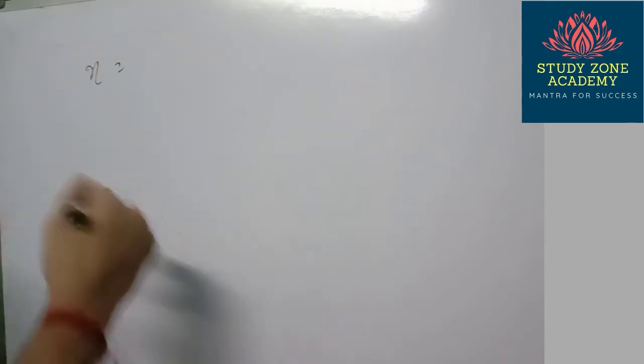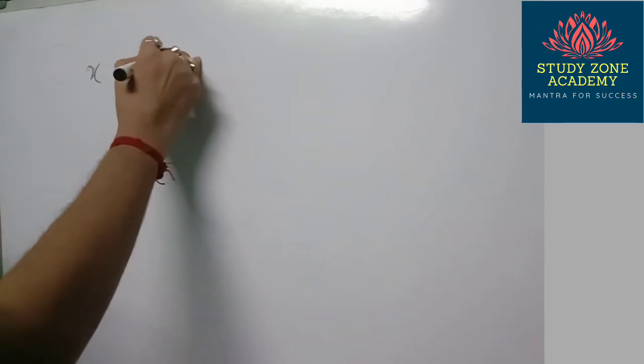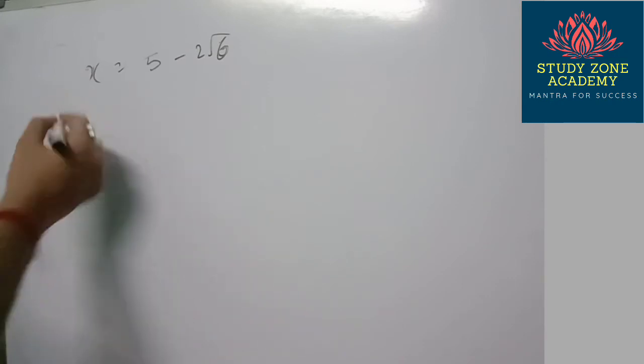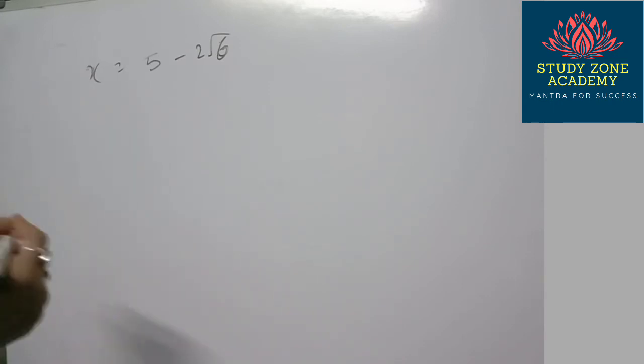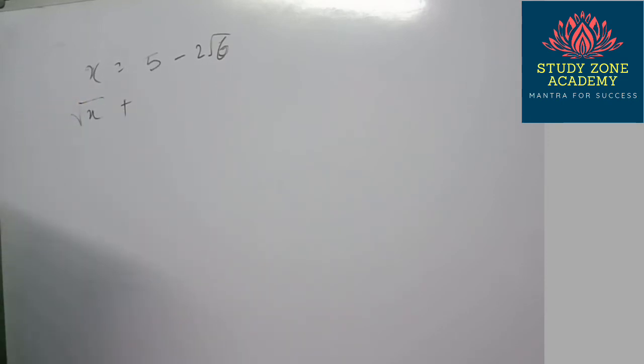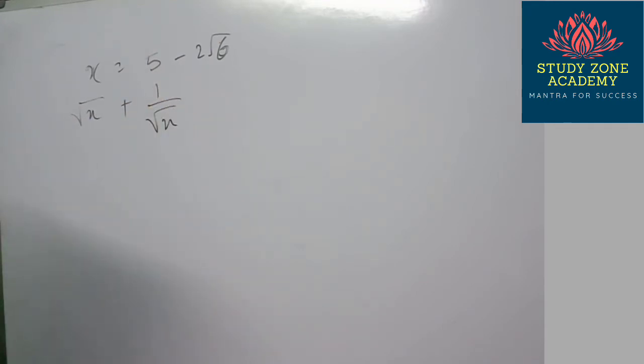x equals 5 minus 2 root 6. That's what we are getting. Okay. Now we need to get the value of... the question is, find the value of root x plus 1 by root x. So this is the thing we need to get.